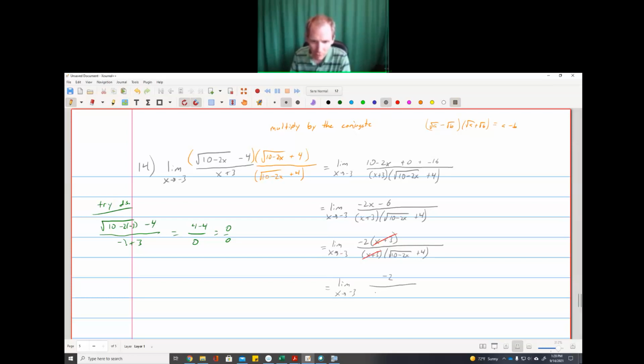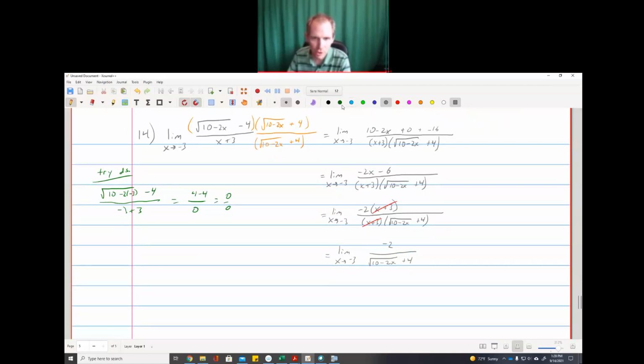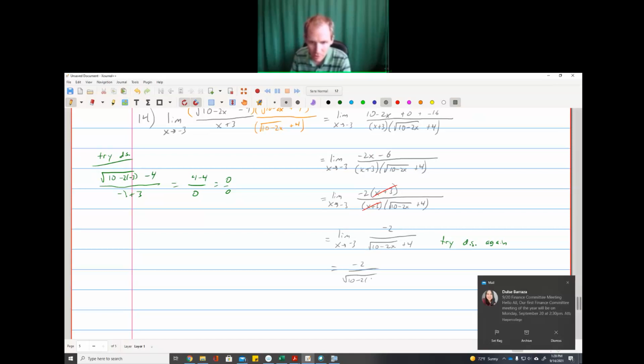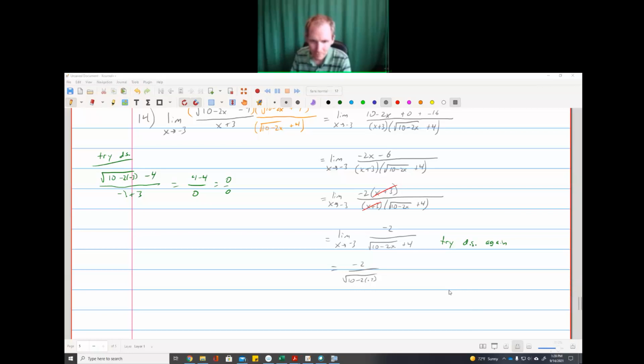So in the numerator, I have a -2. In the denominator, I have the square root of 10 minus 2x plus 4. Now that we have canceled that problematic factor, we can try direct substitution again. Okay. So when I do direct substitution, I'm going to get the square root of 10 minus 2 times -3, plus 4.